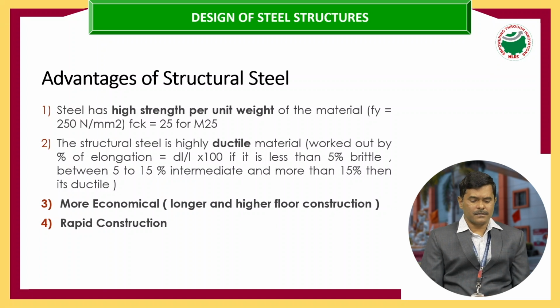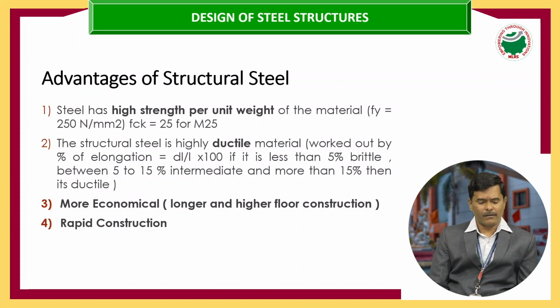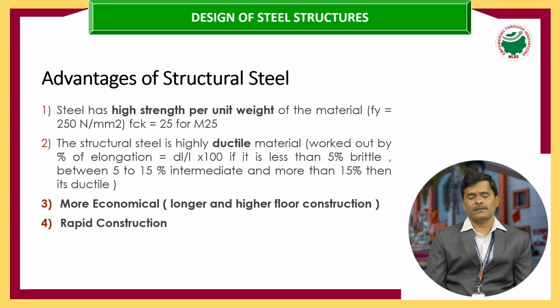It means you can see in the characteristic compressive strength of concrete, for M25 grade of concrete, the compressive strength of the concrete is 25 Newton per mm square. Whereas in steel, if you consider mild steel, the yield strength will be 250 Newton per mm square. So as I already discussed, for minimum weight, the load carrying capacity will be high in the case of steel structures.